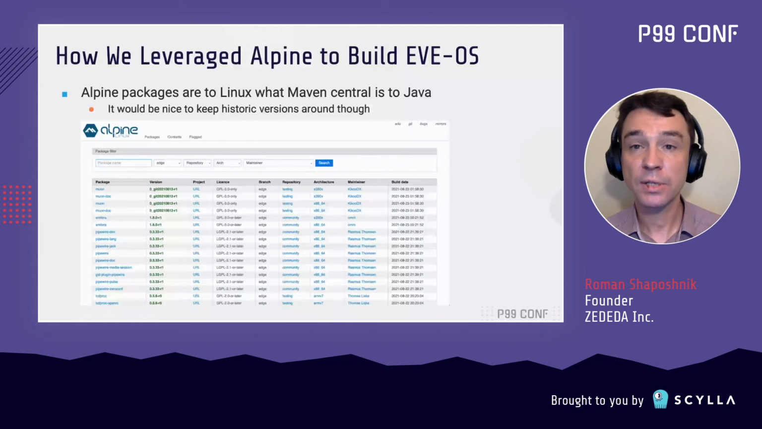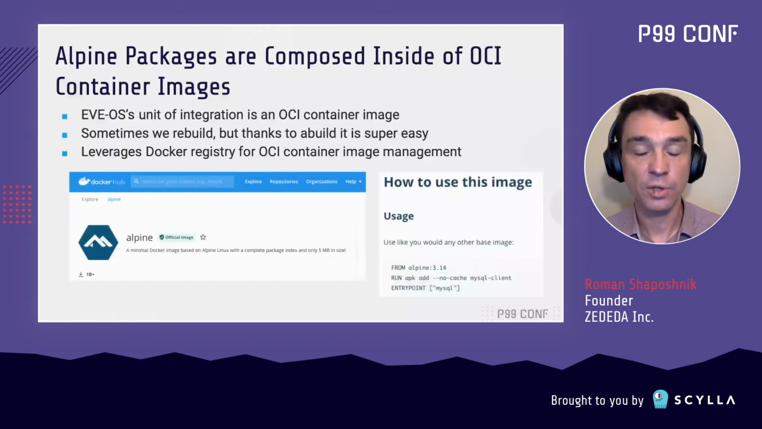Alpine packages are composed inside of OCI container images. That's how we actually leverage the Alpine packages. You don't have to do that, but if you check out the Eve build scripts, you will see how that is done. All of the Eve builds are published as OCI container images. So that's one additional layer of indirection that we have over Alpine.